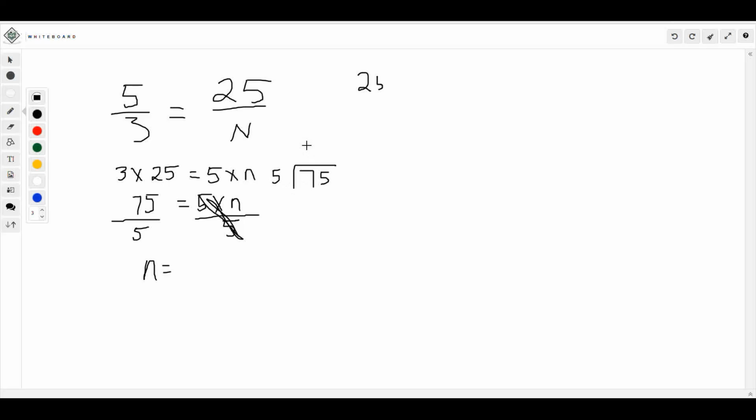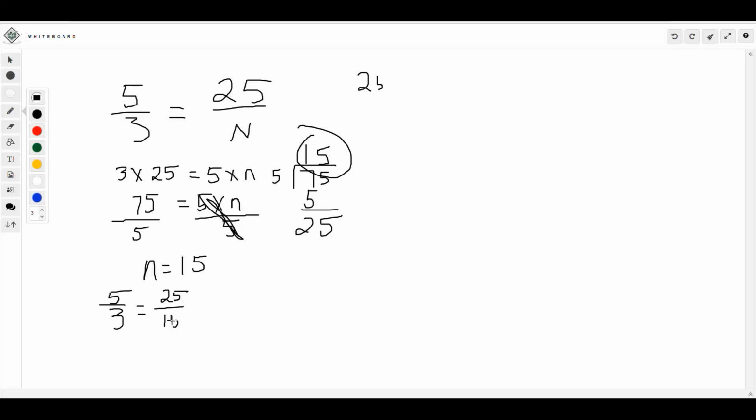5 goes into 7 one time. With 25 left, 5 goes into 25 5 times. So it's 15. So n is 15. But remember, you have to plug your numbers in. So you're going to rewrite your equation with your numbers plugged in, equals 25 over, and n is 15.